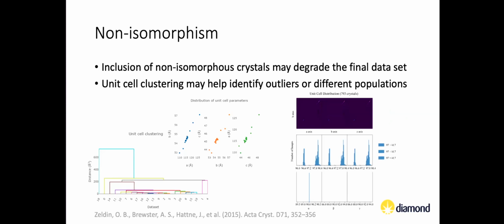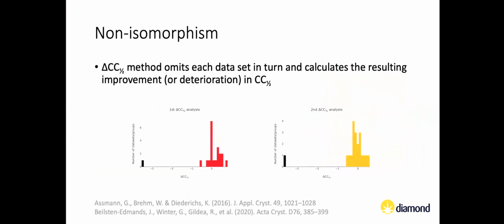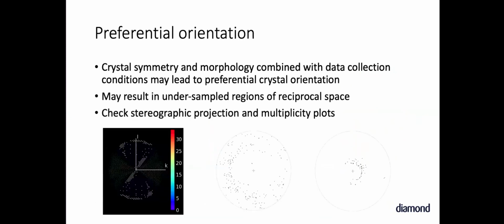and it's also useful to look at the distribution of the unit cell parameters to see, for example, whether a time-resolved experiment is progressing as you expect. You can also do pairwise clustering on intensities, or there's the delta CC half method that Greta nicely described earlier. There's also preferential orientation.